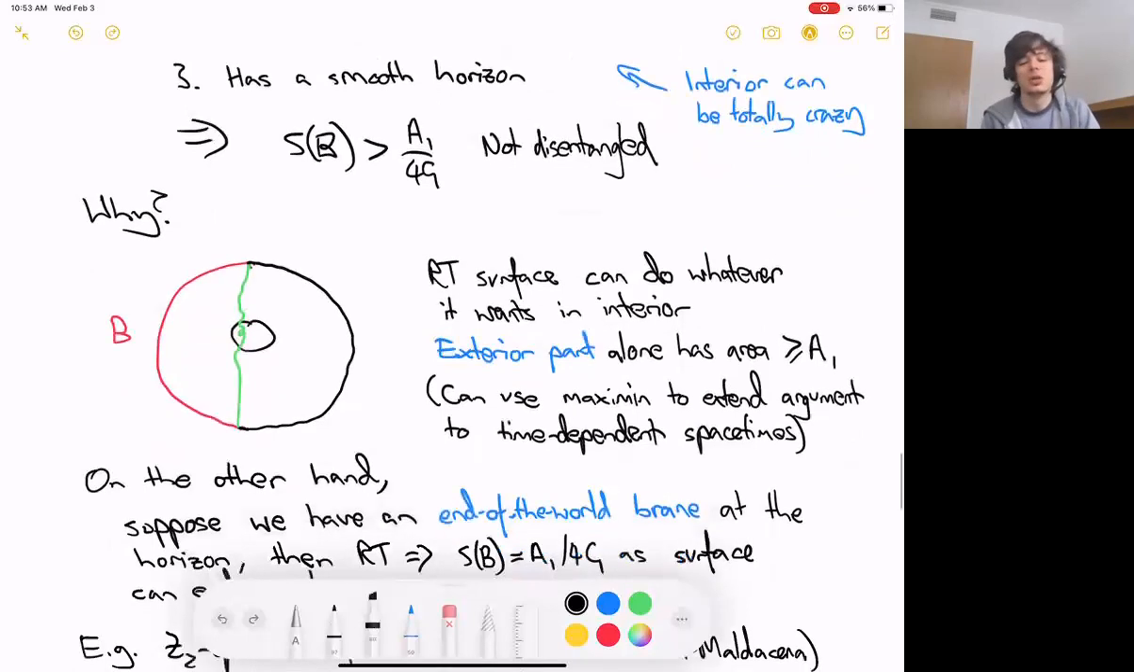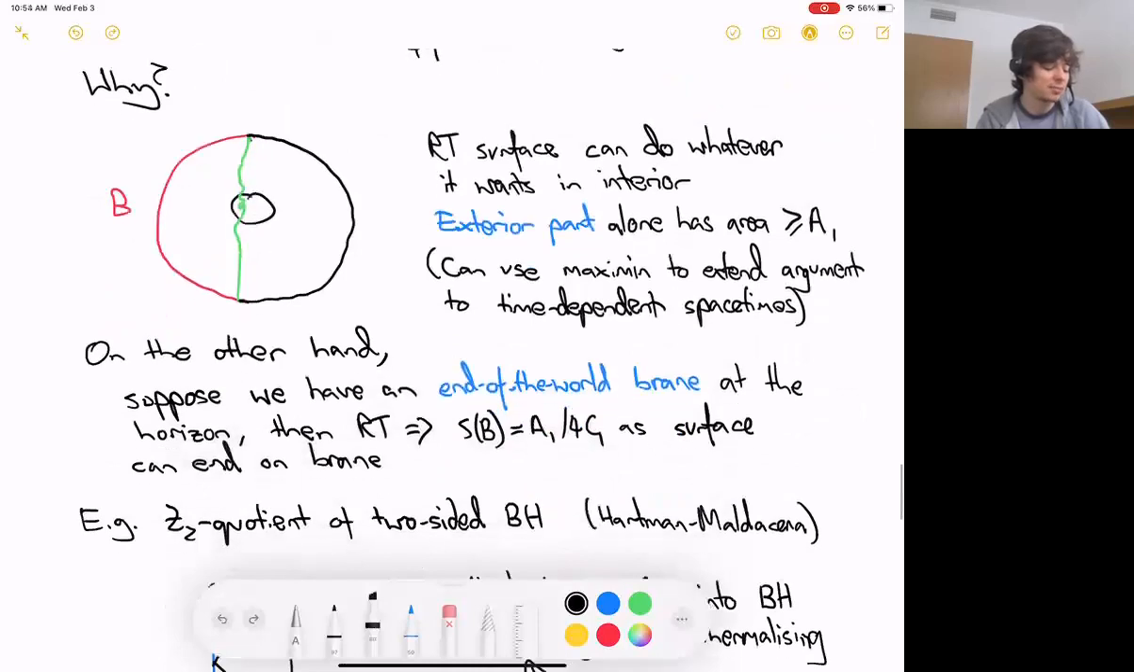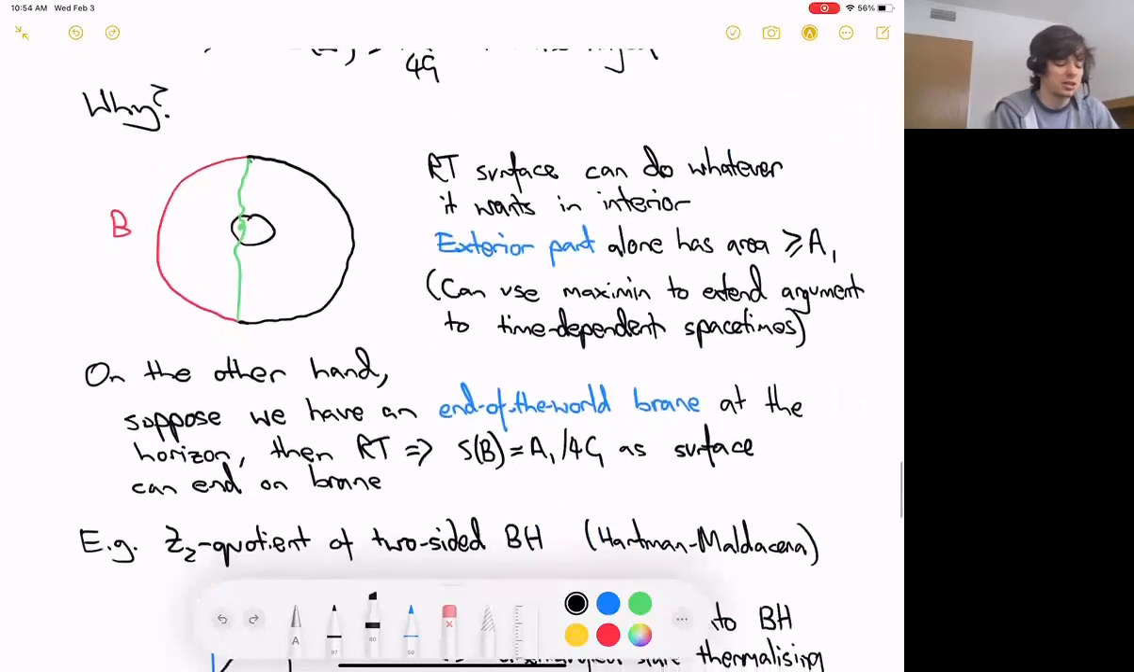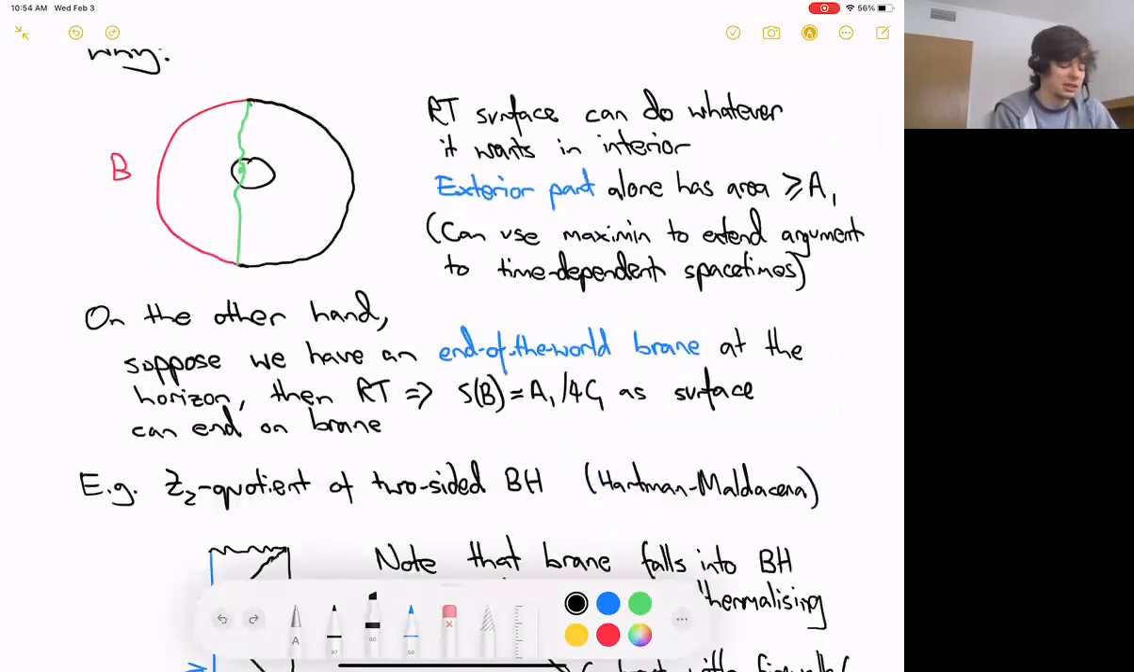Really you need to use the time-dependent version of RT, HRT, and include quantum corrections, so QES and so on. But you can use max-min arguments to give essentially the same argument for those cases. So yeah, if you have a smooth horizon, then we can't have a disentangled microstate.